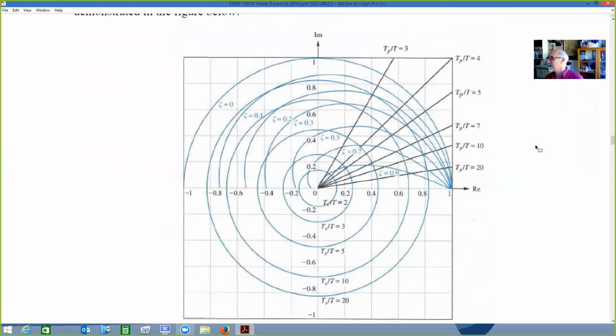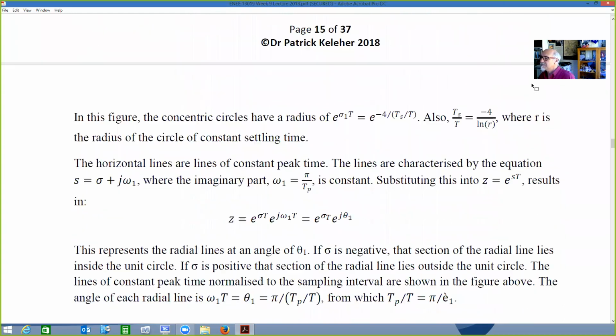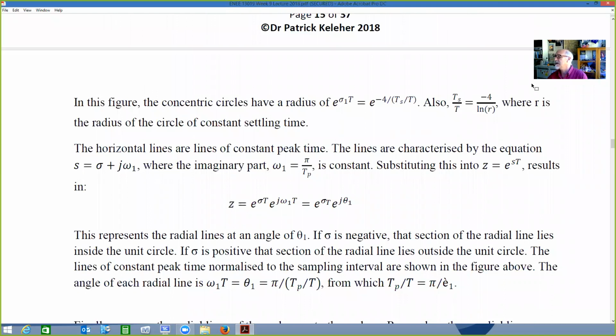So this is a stock standard device, if you like, a graph, to help you analyze those particular processes. So again, it just depends on what your damping ratio is. But this has quite a useful purpose. In this figure, the concentric circles have a radius of e to the sigma 1 T, which equals e to the -4 divided by Ts over T. Also, Ts over T, settling time, equals -4 over the log of r, where r is the radius of the circle of constant settling time. Now it's just justifying the mathematical background of the graphical form.